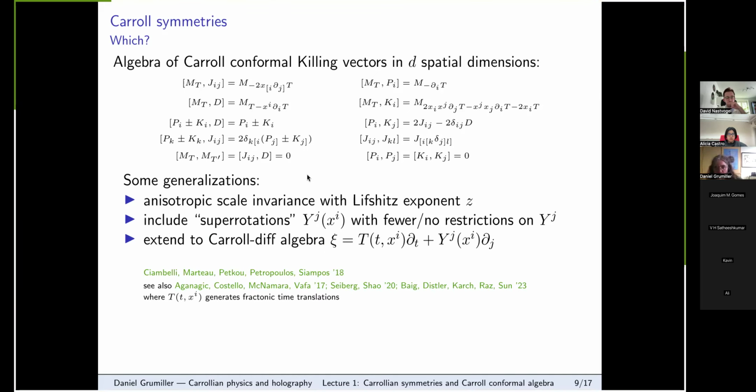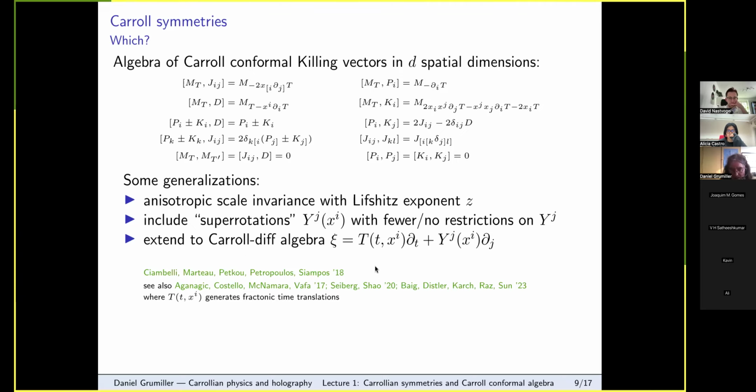The biggest generalization that doesn't include all the diffeomorphisms would be the so-called Carroll diff algebra. So this would be diffeomorphisms that maintain these different rows of space and time, in the sense that the spatial part of the diffeomorphisms just contains functions that depend on space. So you're not mixing space with time here. But the temporal part can have diffeomorphisms that are arbitrary functions of space and time. So this is the most general thing you could consider.